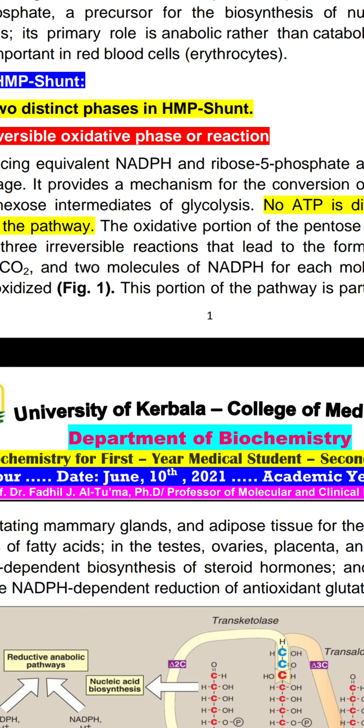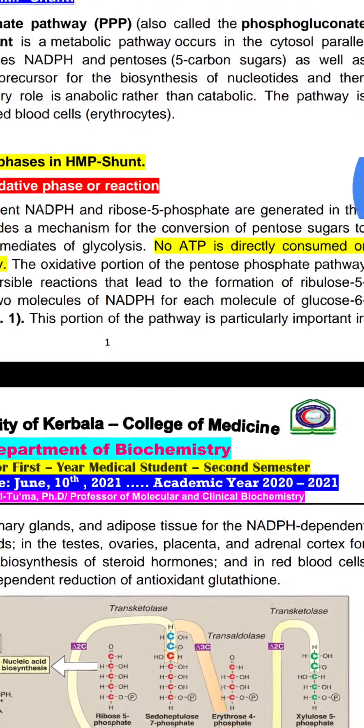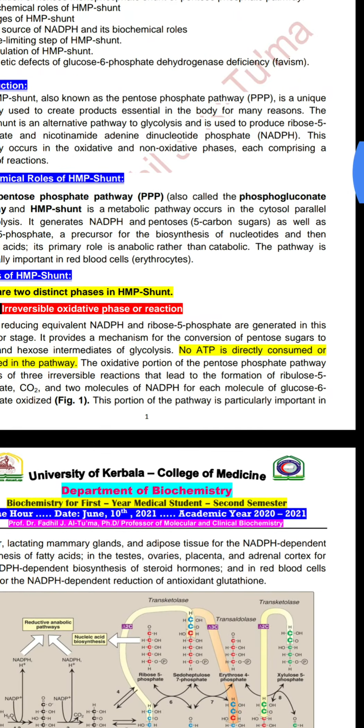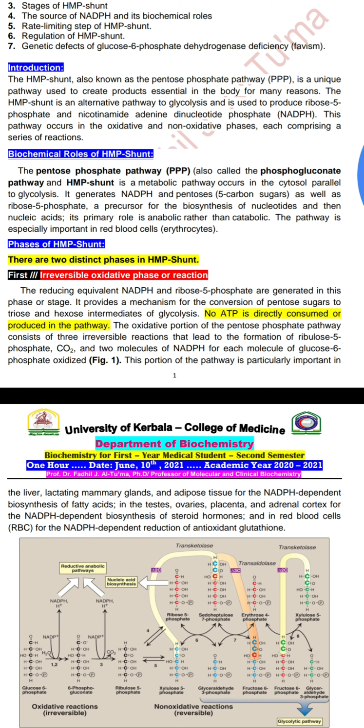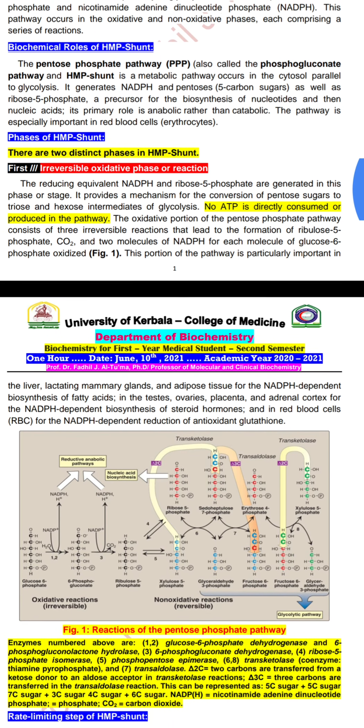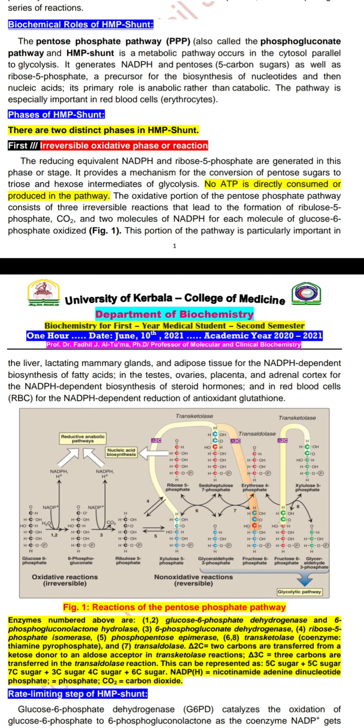The oxidative portion of the pentose phosphate pathway, as indicated in the following figure, consists of three irreversible reactions that lead to the formation of ribulose 5-phosphate, which is the final product of this phase, after three enzymatic reactions, and two molecules of reducing equivalent NADPH are produced.